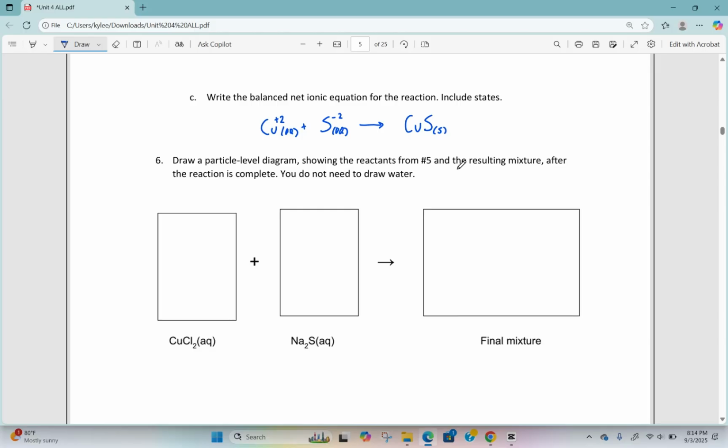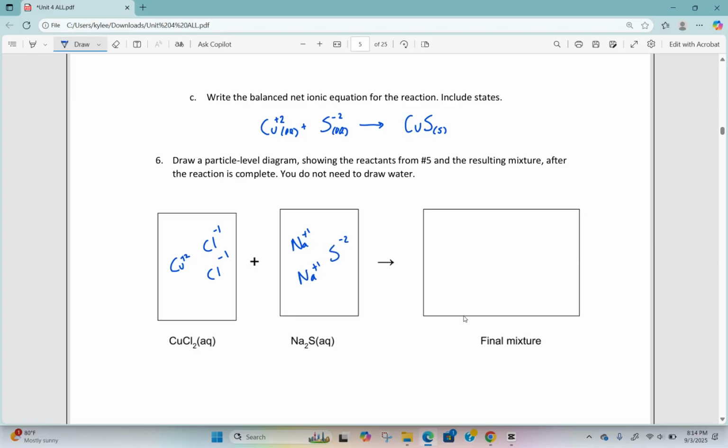So now it says draw a particle level diagram showing the reactants from 5 and the resulting mixture. It says we do not need to draw water. So here I would draw 1 copper ion and 2 chlorine ions. And then I'm going to draw my other one, which is sodium, and it's 2 sodiums for every 1 sulfur.